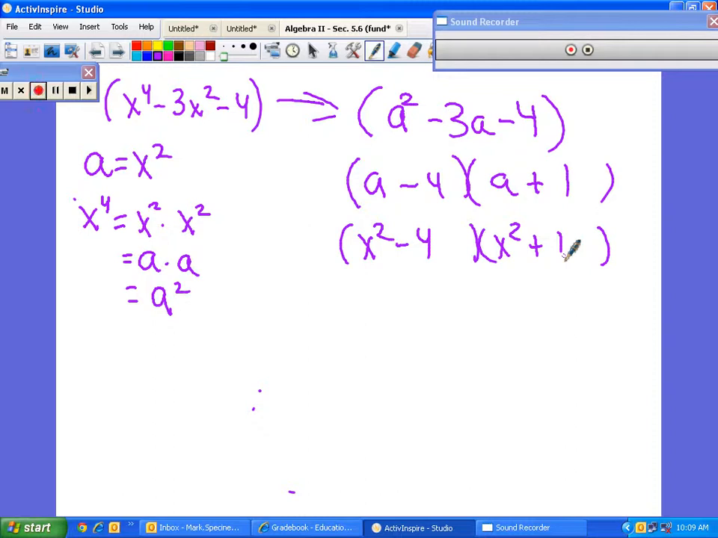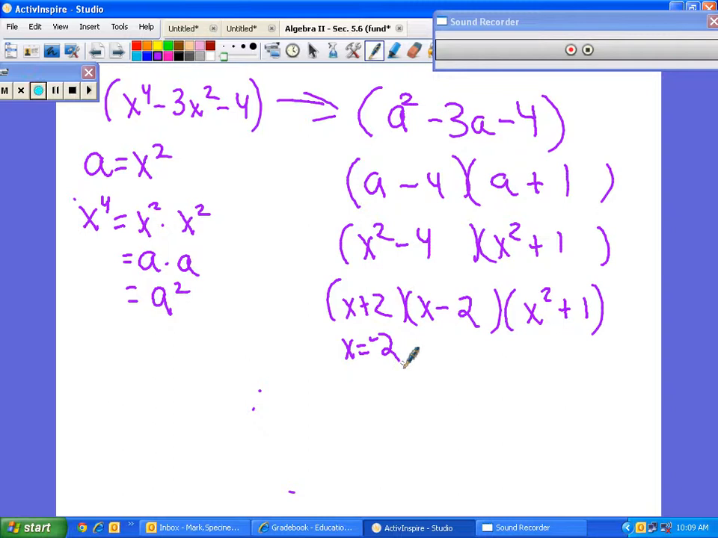Okay, now, this is also something we've done already, this is chapter 4. This is the difference of two perfect squares. You can factor that as x plus 2 and x minus 2. And then this is x squared plus 1. If those are my factors, my zeros are simply the opposite. So here, the value that makes this parenthesis equal 0 is negative 2. The value that makes this parenthesis 0 is positive 2.